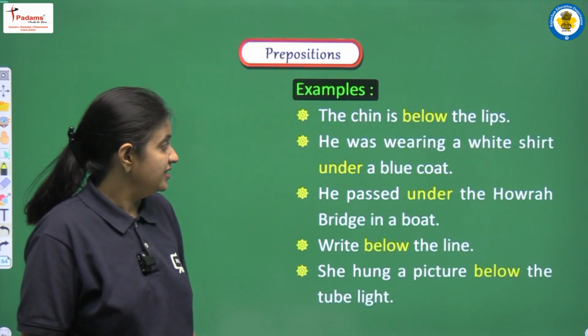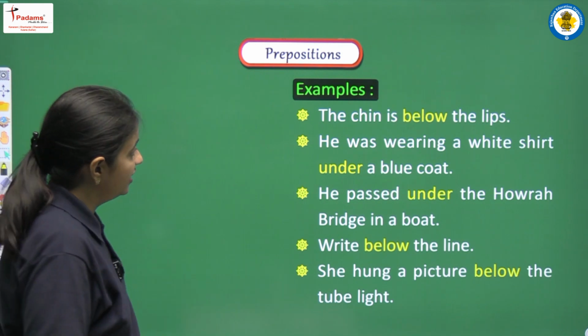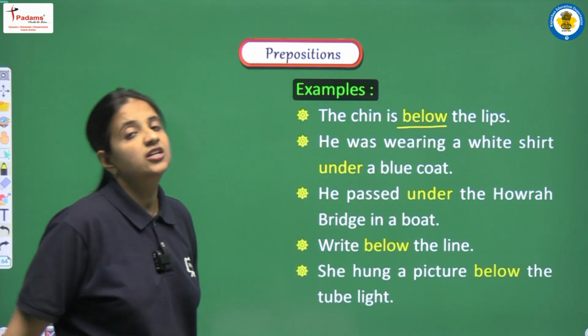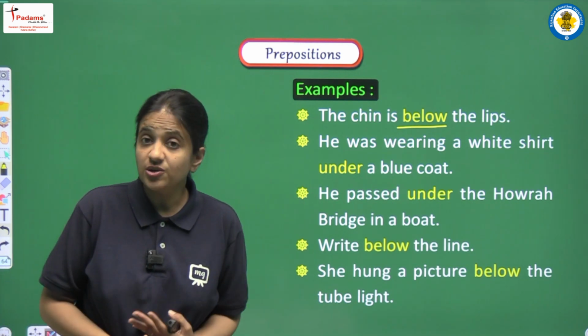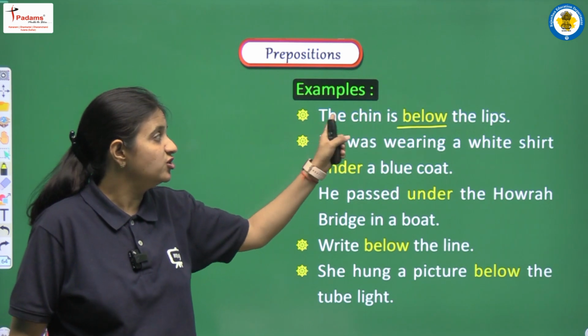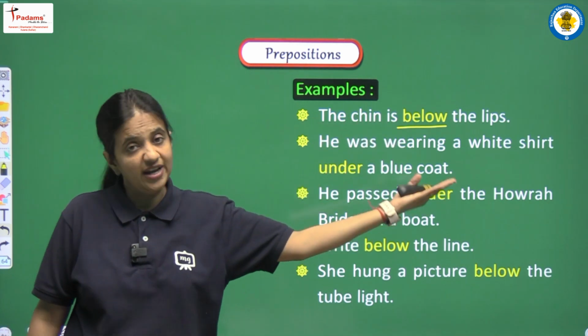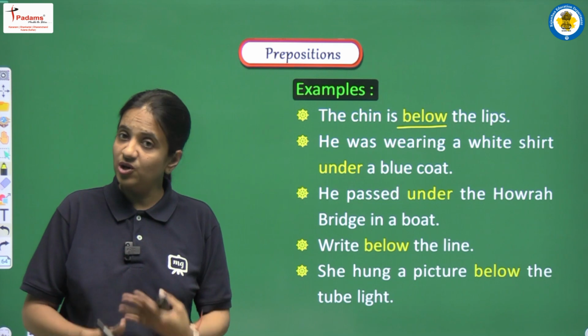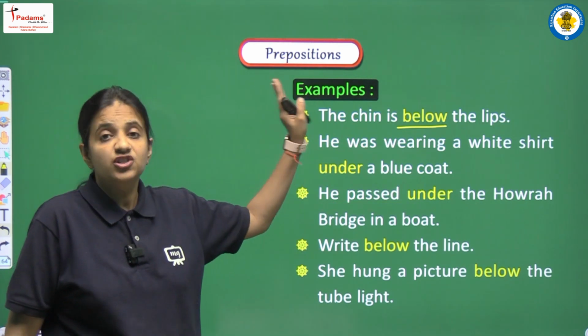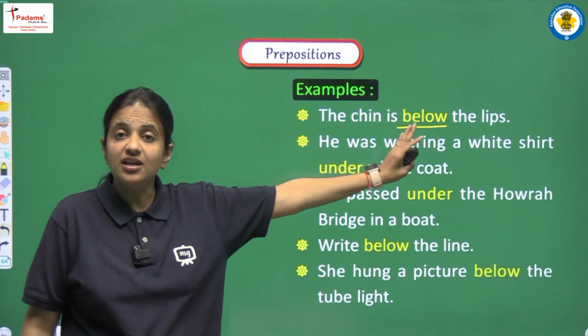Clear? So let's see some examples to clear the thing. The first example, the chin is below the lips. So here we are showing the position only, and for that we are using below, and we are saying that the chin is below the lips, right? जो chin है हमारी वो lips के below होती है. So we are just showing the lower position of the chin, that is, below the lips.